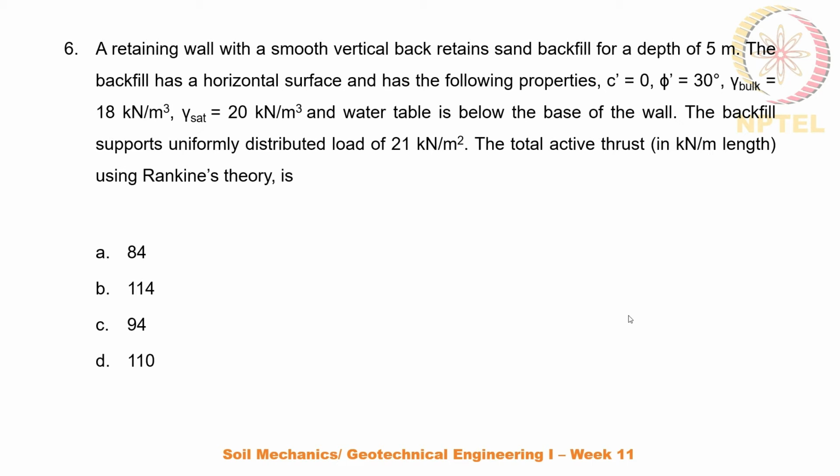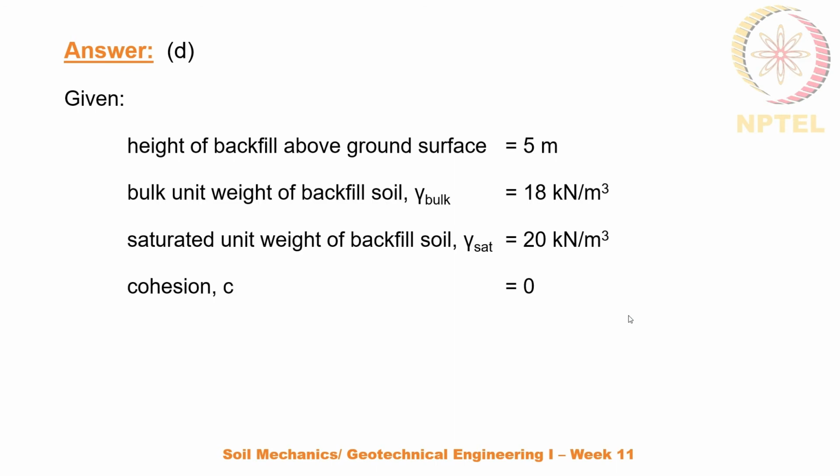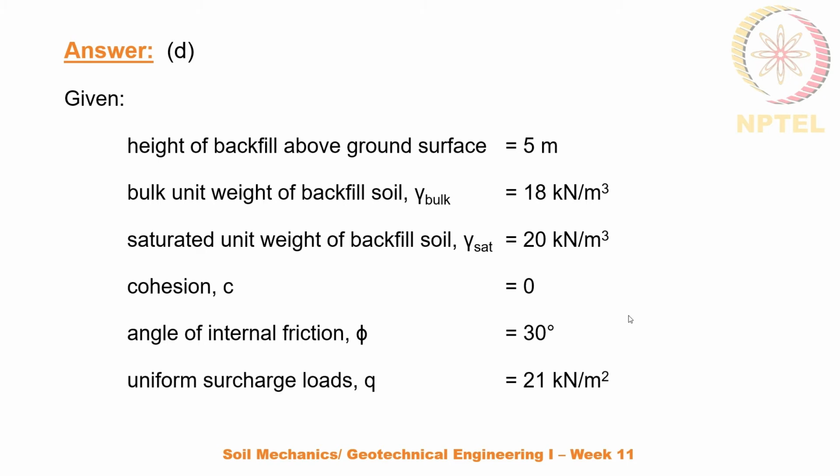Option D, madam. Okay, so let's see which is the correct option. Yes, it is option B. So we are given that the height of the backfill above ground surface is 5 meter. Bulk unit weight is 18 kilonewton per meter cube. Saturated unit weight is 20 kilonewton per meter cube. Cohesion is 0 and angle of internal friction is 30 degree. Also, the backfill has a load of 21 kilonewton per meter square.